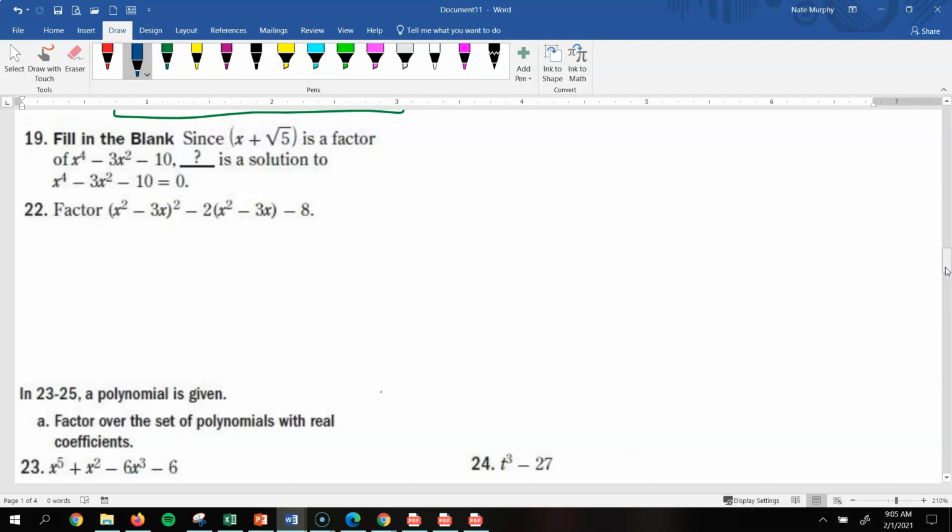And so that means if we were to set x plus square root of 5 equal to 0 and solve it, you would get negative square root of 5. So negative square root of 5 would be a solution to that equation.